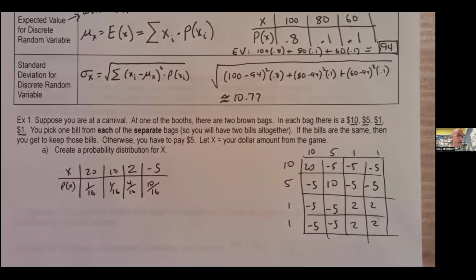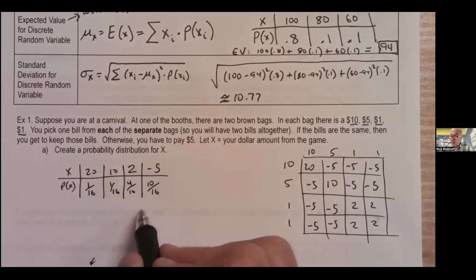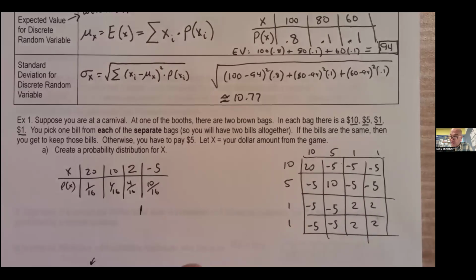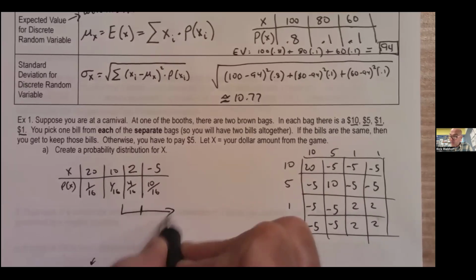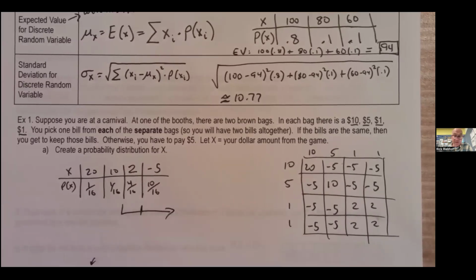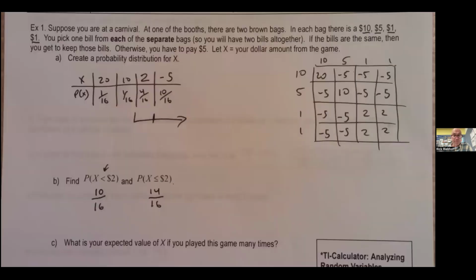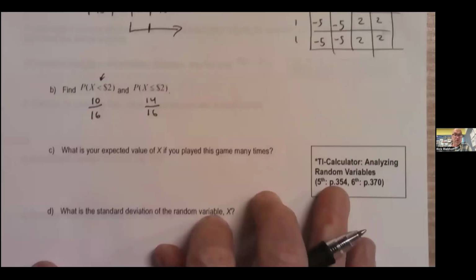Find the probability that X is less than $2. Less than $2, but not inclusive. So less than 2, that's going to be just this one, right? So that's going to be 10 out of 16. Find the probability of X less than or equal to $2. Well, that will include this one. So that's going to be 14 out of 16. Cool. Oops, sorry. I keep forgetting to scroll.